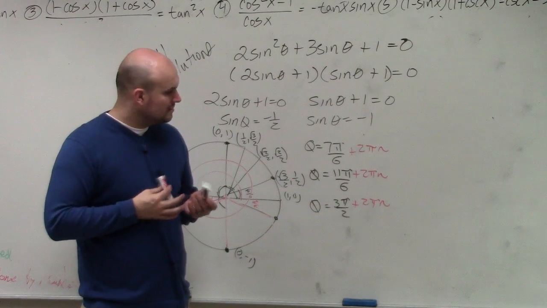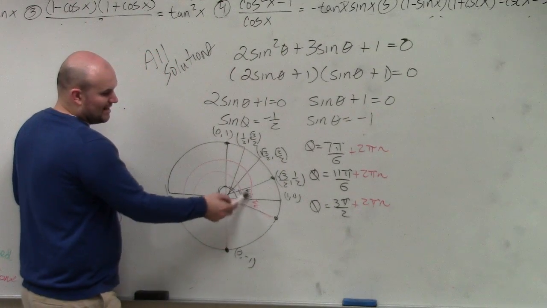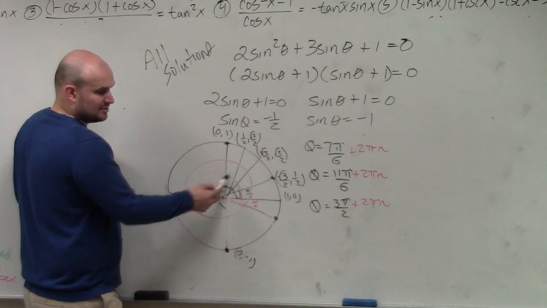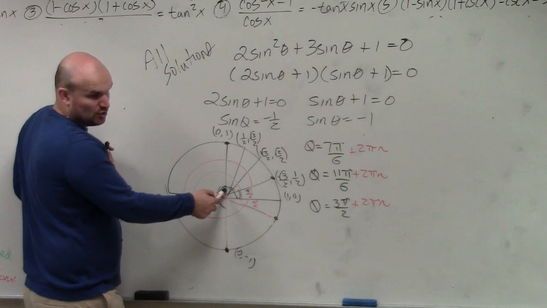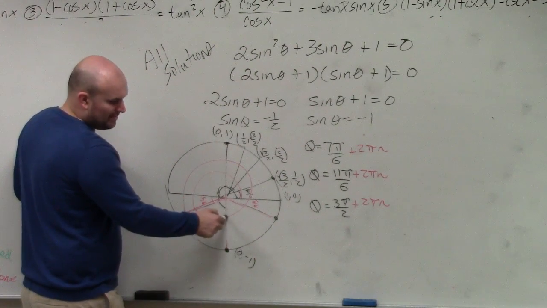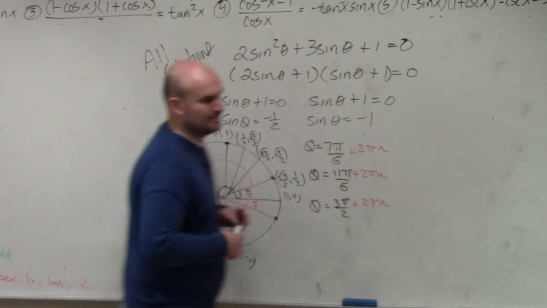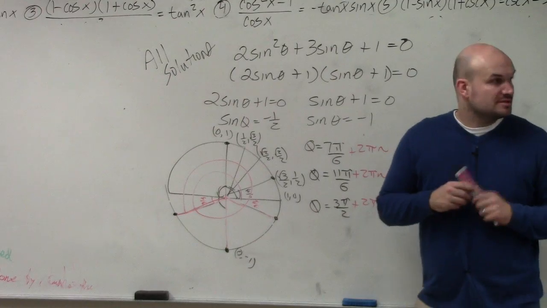Yes? Wait, I'm kind of confused on how you got the 3 pi over 2. All the way halfway around the circle is pi, right? So this is pi halves, so 1 pi over 2, 2 pi over 2, 3 pi over 2. And the y is -1. Anybody have any other questions on this? Yes?